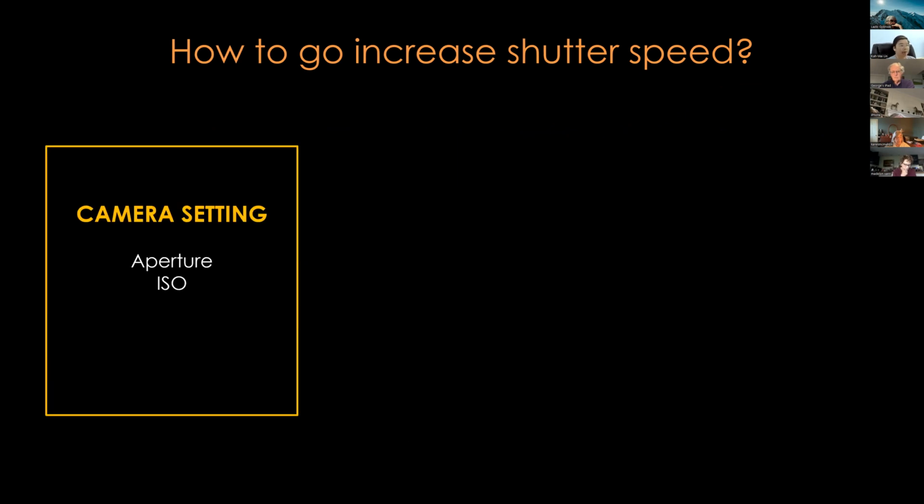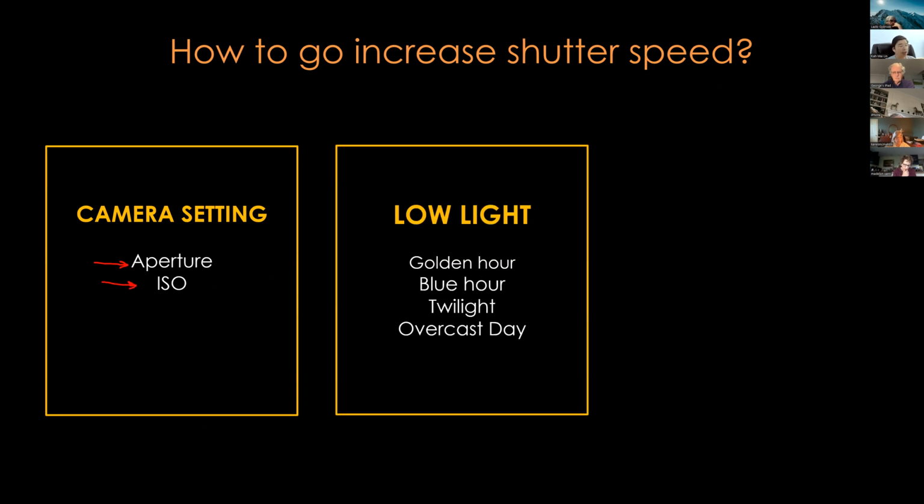So how to go for longer exposure? You can play with the settings of the camera. As you know, you can step down the aperture, or you can lower the ISO, or you can shoot in low light conditions, for example, during the golden hour or blue hour or twilight or an overcast day, which allows the use of a longer exposure because of the low light condition.